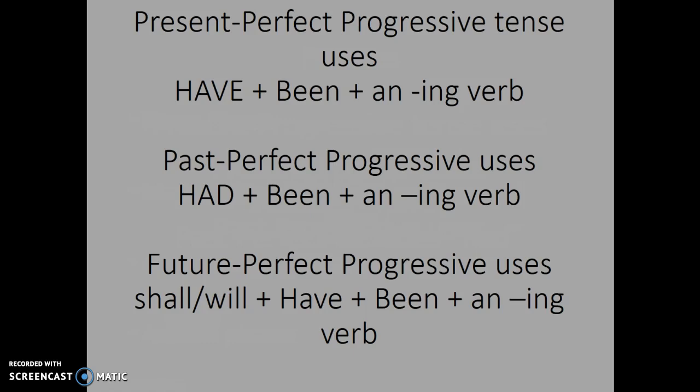And the future progressive, like the other futures, uses shall or will and then have been and then the ing verb. So that might be an example of that was I will have been teaching. I guess it should have, I shall be teaching? No. I will have been teaching sounds much better to me for 23 years next year.